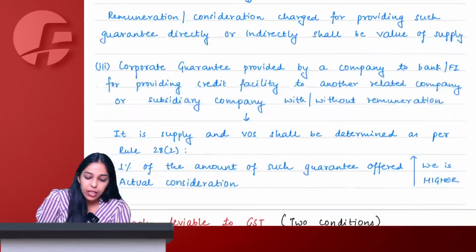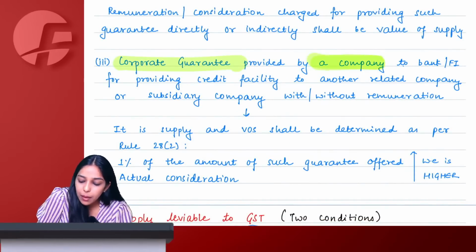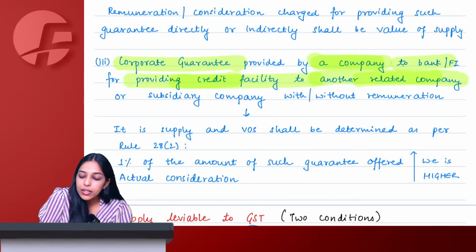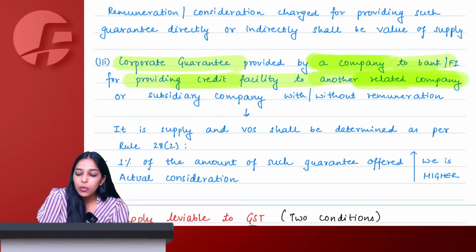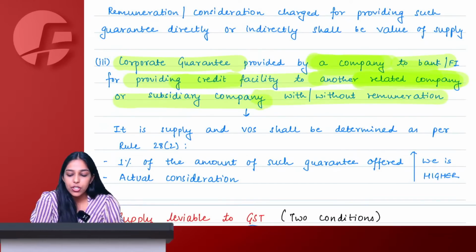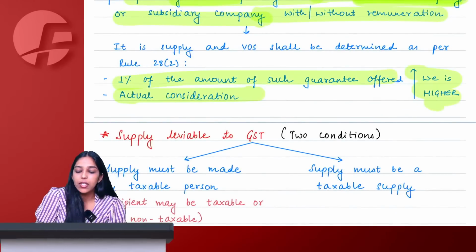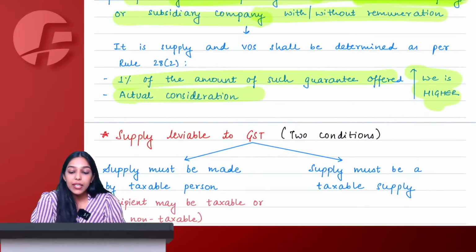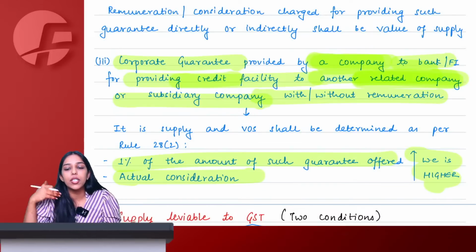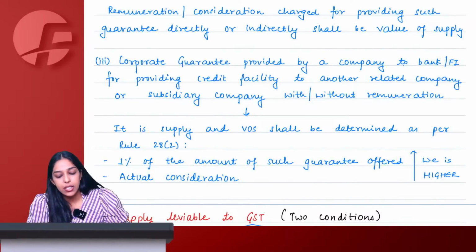So here we are saying that a corporate guarantee provided by a company to any bank or financial institution for giving a credit facility to another related company, or subsidiary, whatever it is, with or without remuneration, you do not have to see anything. Simply 1% of the guarantee amount or actual consideration, whichever is higher. But if they are unrelated, then actual consideration becomes the value of supply. If no consideration, then no supply. Simply the normal provisions under GST.